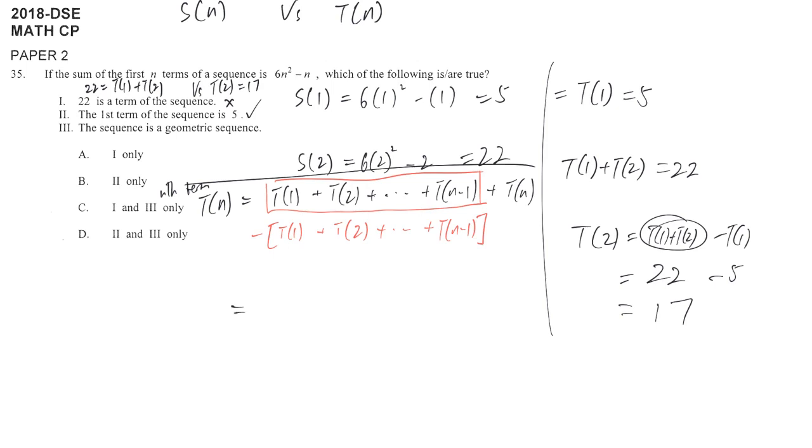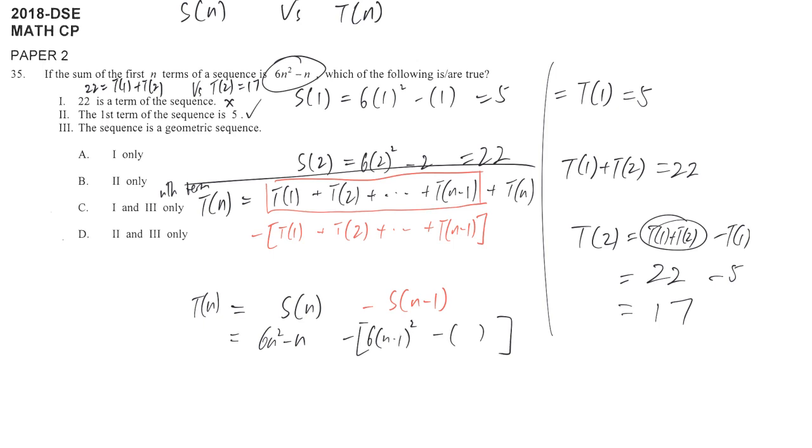In short, that means the first row is Sn, the sum of first n terms. The second row is Sn minus 1. This is what we want to calculate. So that's why Tn is equal to 6n squared minus n, and then minus, we use this law, this one. It's 6 bracket something square minus something, n minus 1. Handle this part very carefully.